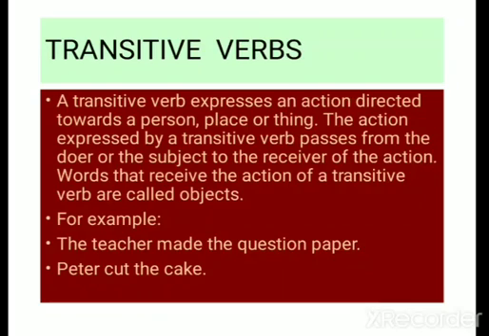The action expressed by a transitive verb passes from the doer or the subject to the receiver of the action. Words that receive the action of transitive verbs are called objects. Or you can say verbs that take objects are called transitive verbs. For example, the teacher made the question paper. Peter cut the cake.